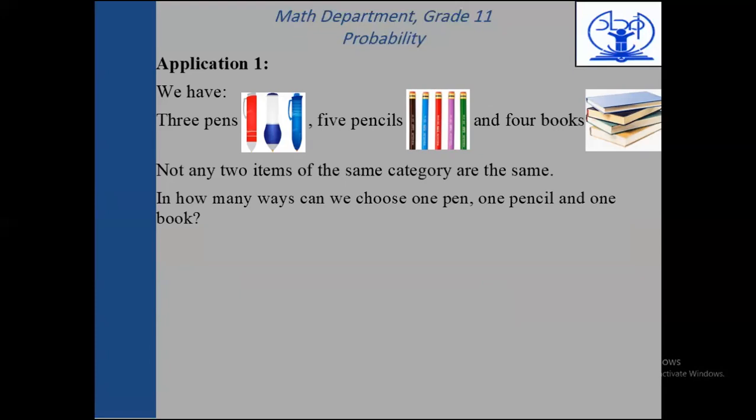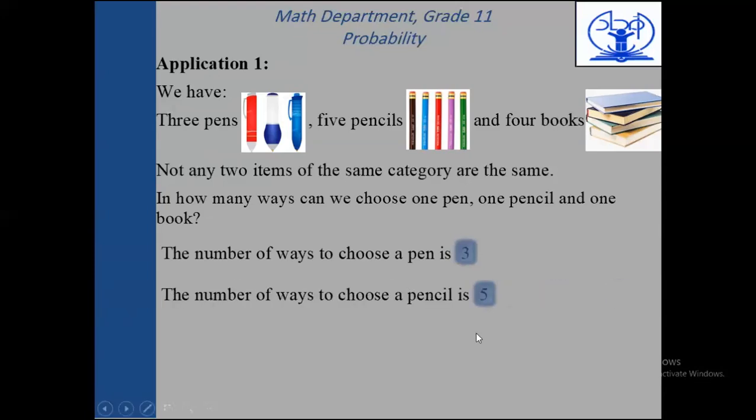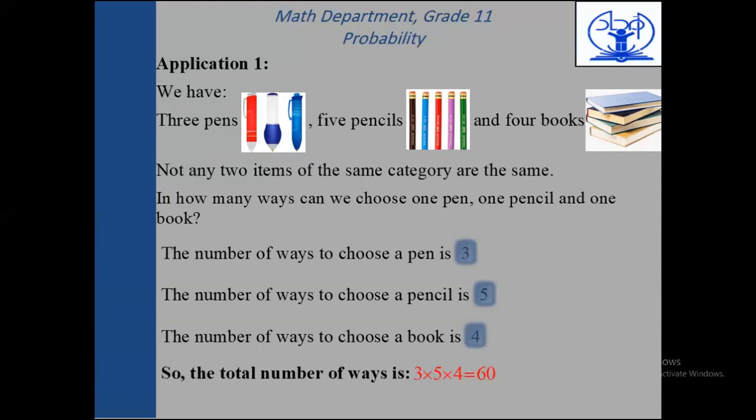So the experiment here has three components. The first component is a pen. The second component is a pencil. And the third component is a book. Shall we list all the possible cases? It could be a very huge number and we will waste our time. Since the number of ways to choose a pen is 3, and the number of ways to choose a pencil is 5, and the number of ways to choose a book is 4, then by the fundamental counting principle, 3 times 5 times 4, which is 60, will give you the total number of selections of 3 items from these 3 sets.